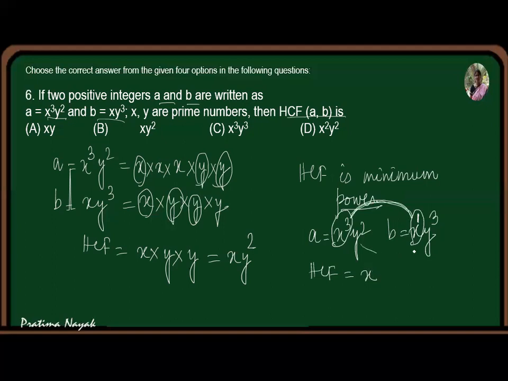Next you compare y square and y cube. What is minimum? Minimum is 2. So y square. So HCF is x y square. What is the answer? B is the answer. Similarly, if the question would be LCM, then we will write the maximum power as the answer.